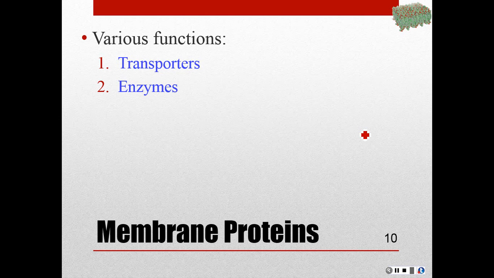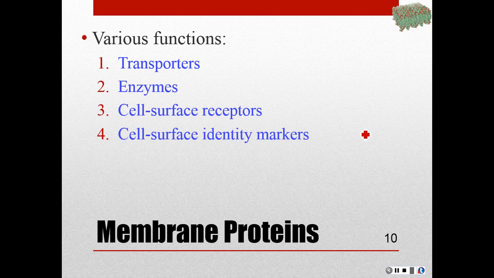So the first one, which is our transporters. These membranes are very selective. They're only going to allow certain solutes to enter or to leave the cell, and they're going to do so through channels or carriers that are composed of these proteins. When it comes to the second one, our enzymes, cells are going to carry out many of the chemical reactions on the interior surface of the plasma membrane using enzymes that are attached to the membrane.